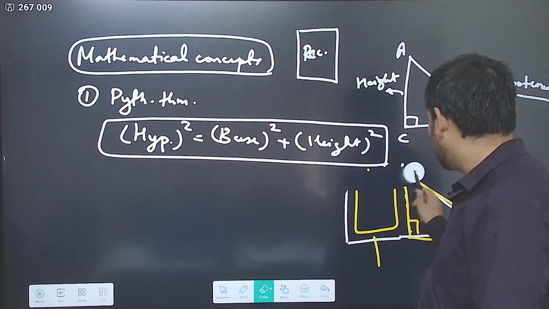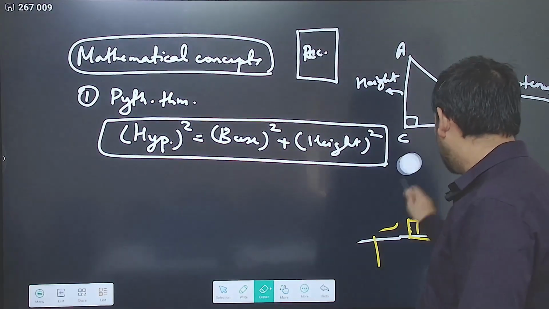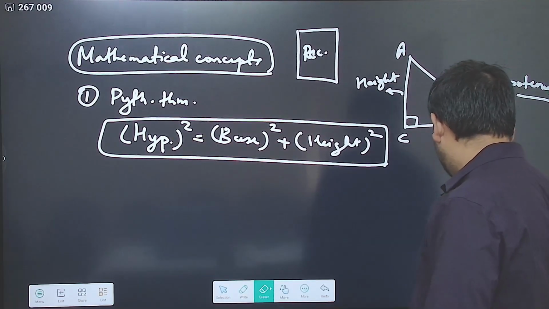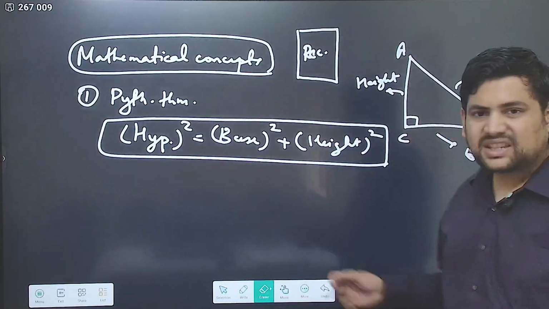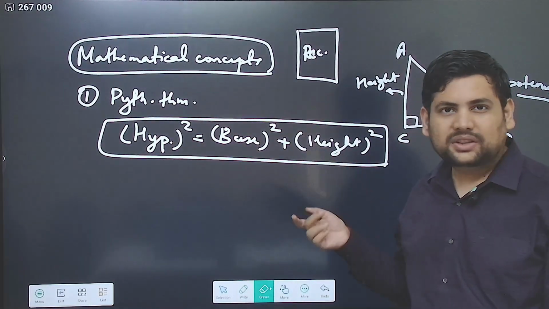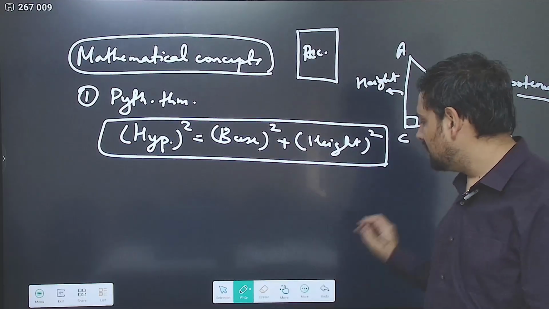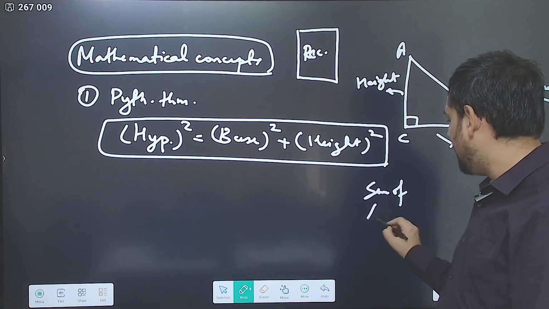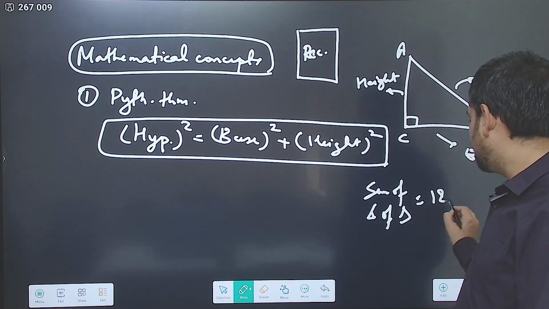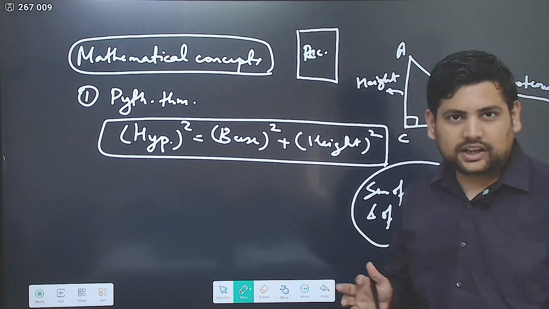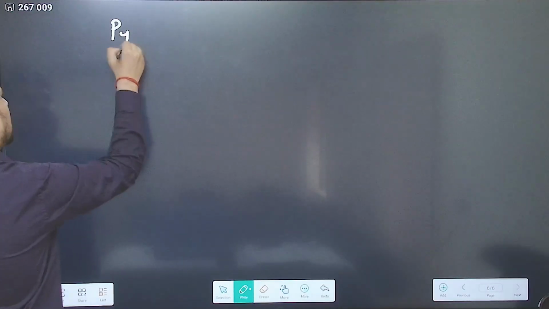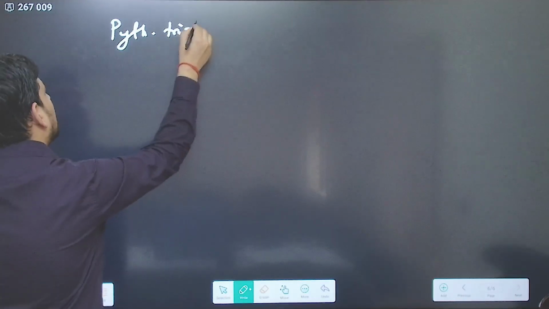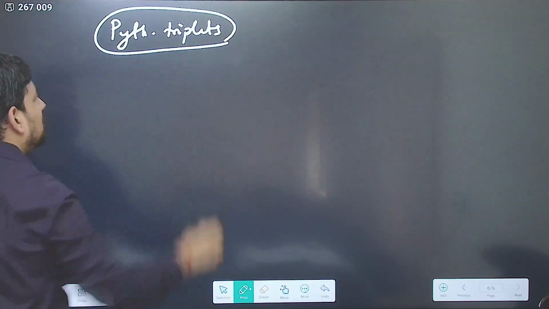Now you can remember some Pythagorean triplets. Of course you know that the sum of angles of a triangle is equal to 180 degrees. So the sum of angles of a triangle is equal to 180 for every triangle. Now some Pythagorean triplets that you can remember. If you remember them, you won't have to calculate, you won't have to think much.